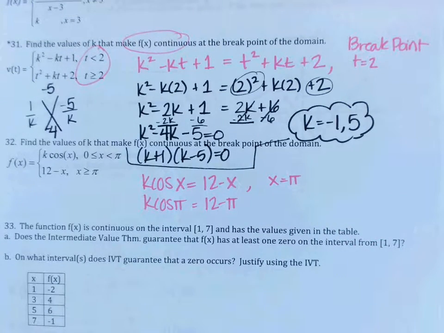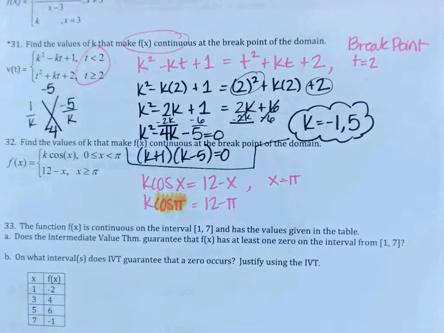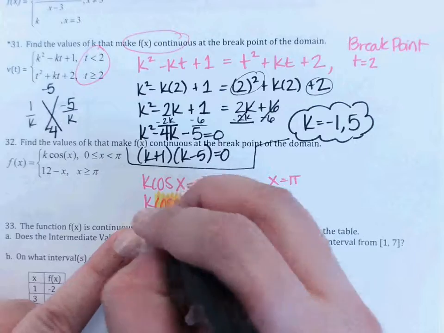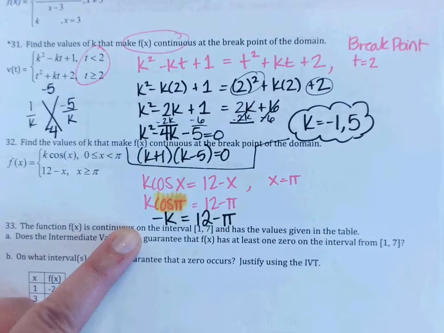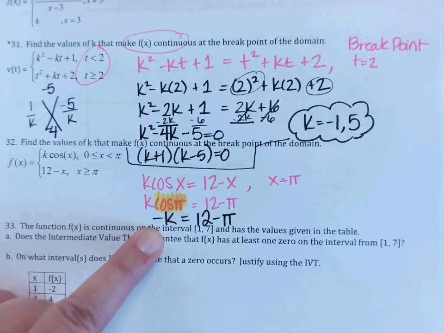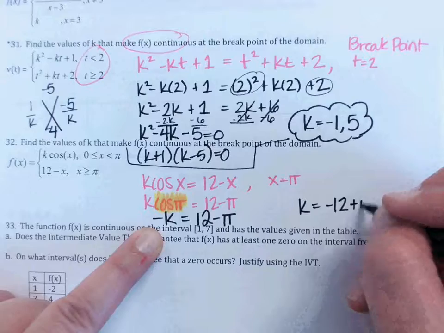But cosine of pi, that is a value that you should know. Cosine of pi is what? -1. Good job. And if that's a -1, then what's k now? A negative k. And if negative k is 12 minus pi, then what's positive k? -12 and a plus pi.